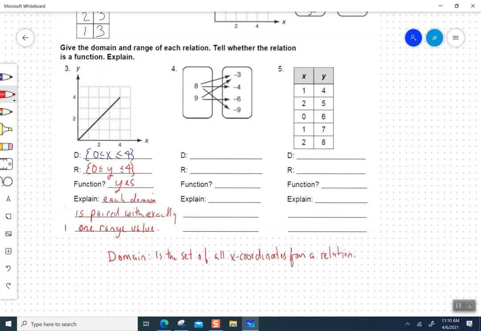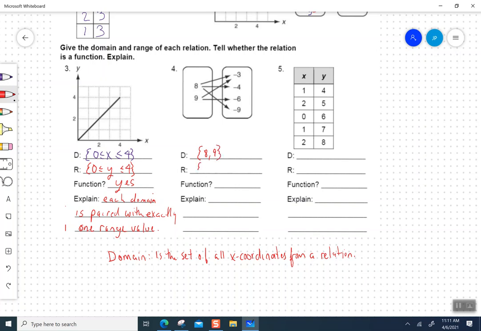Now, for question number 4, a little bit more interesting, we're going to have to pull out the ordered pairs so we can actually see them. I really only have 2 x's, an 8 and a 9. So let's go ahead and open up my little brace and say, well, I only got 2 numbers, 8 and 9.